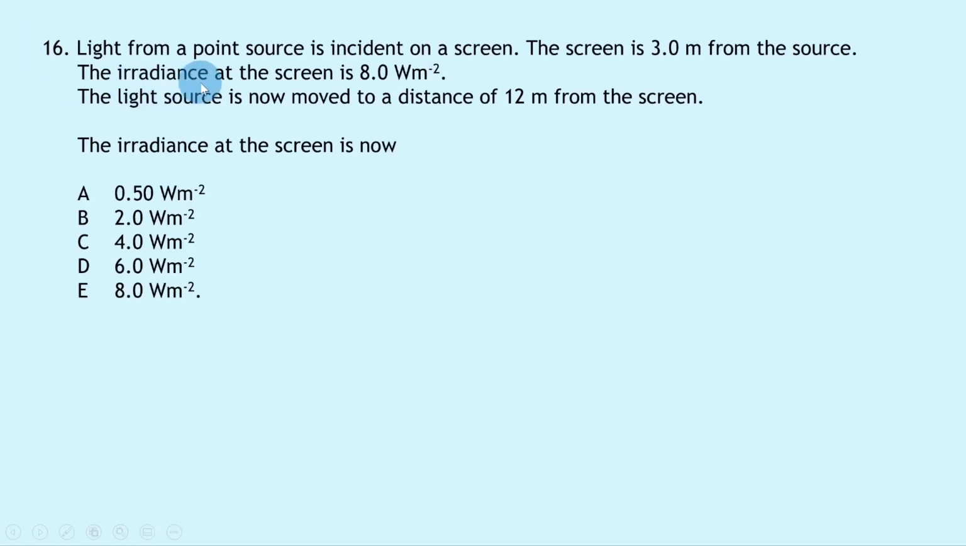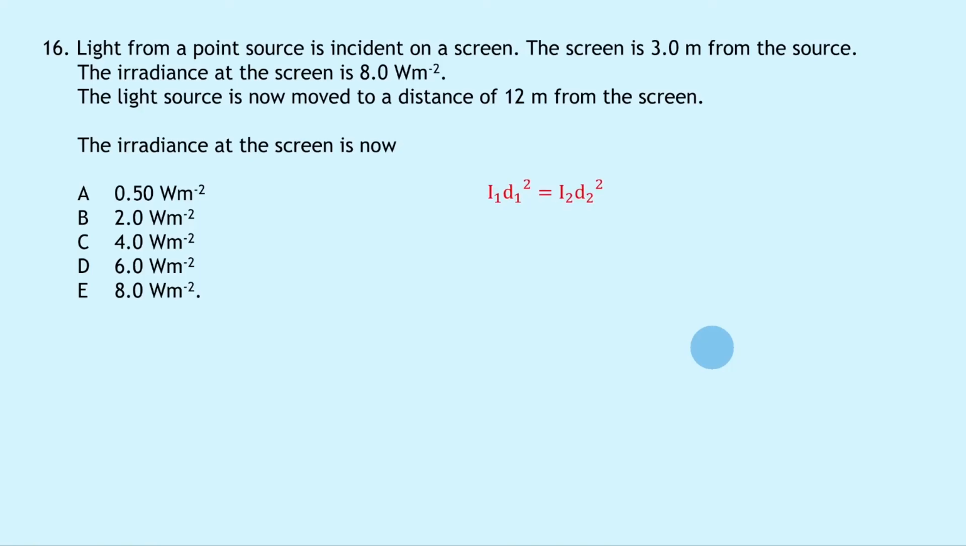Question 16 says light from a point source is incident on a screen. The screen is 3.0 meters from the source. The irradiance at the screen is 8.0 watts per meter squared. The light source is now moved to a distance of 12 meters from the screen. The irradiance at the screen is now? So notice we're given an initial irradiance, we're being asked to find a final irradiance, and we know an initial and a final distance. So we're going to use the relationship between irradiance and distance from a point source.